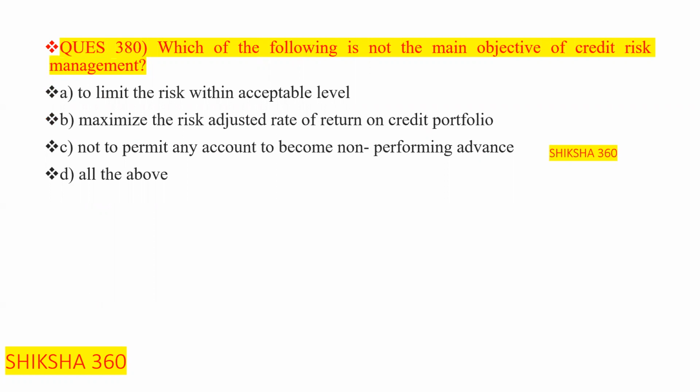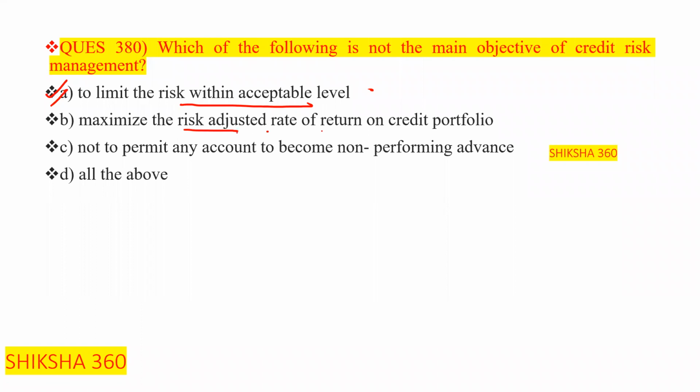First one is to limit the risk within the acceptable level. Clear? Which of the following is not the main objective? This one is the main objective, that is to limit the risk within an acceptable level. This one is one of the objectives. So this one is not our answer.